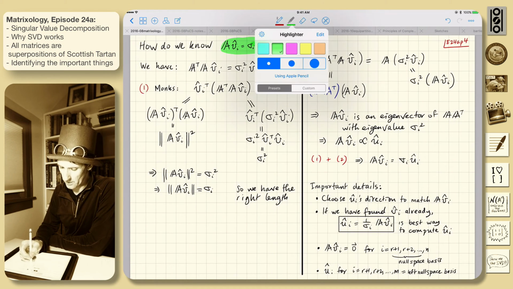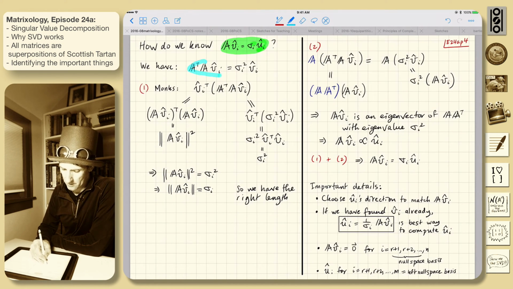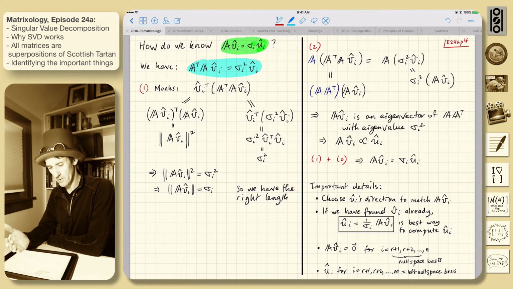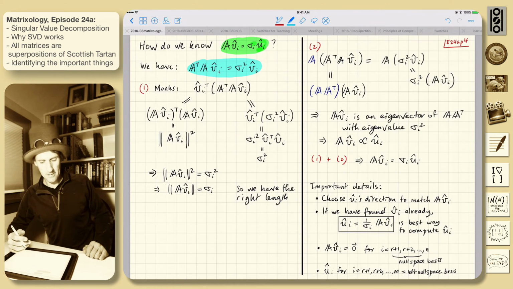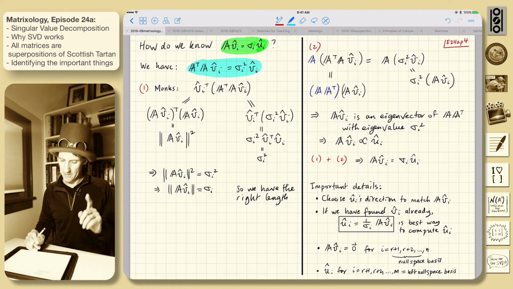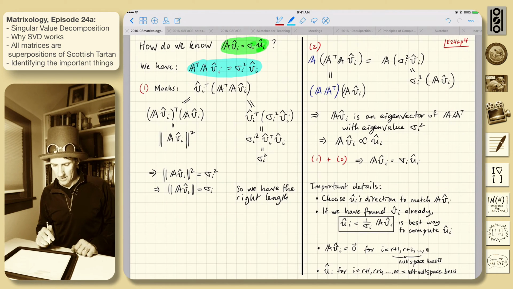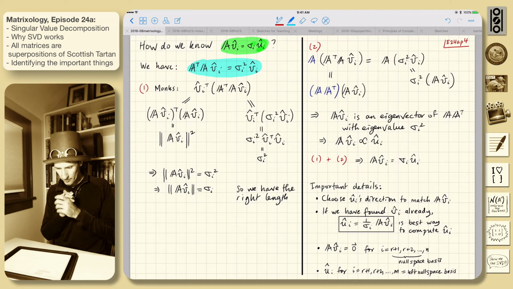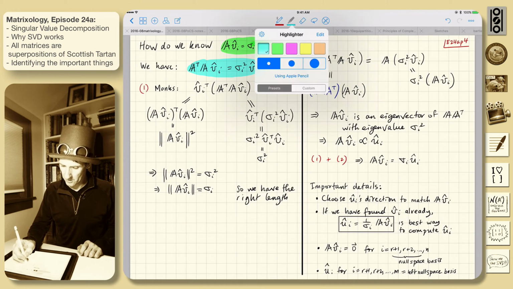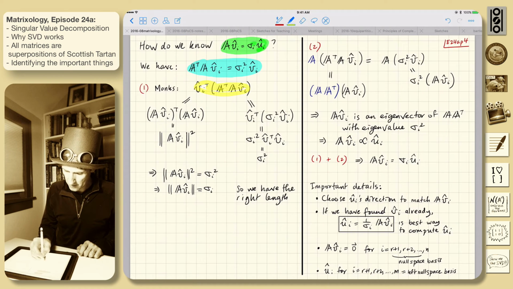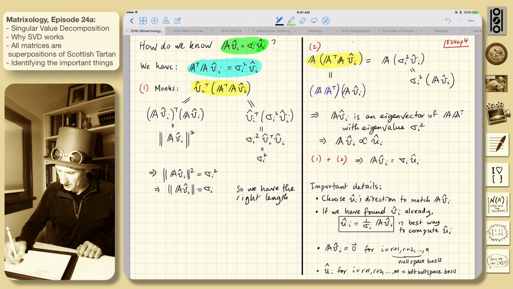So how does this all work? Okay, let's try it. So we have this, right, A transpose A times the eigenvector V, the VI, is sigma I squared times VI, right? We have this story. The monks say let's play with this in two ways, so I'll just highlight those because they say go this way and this way. These are monks again.